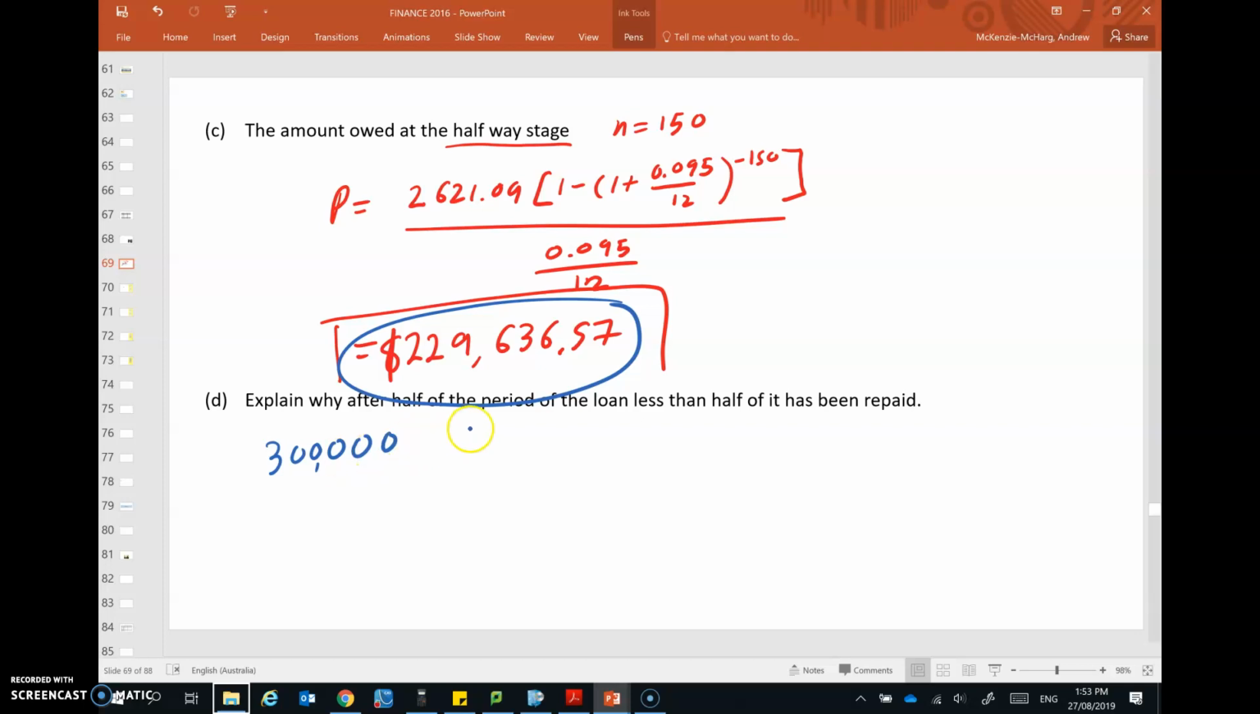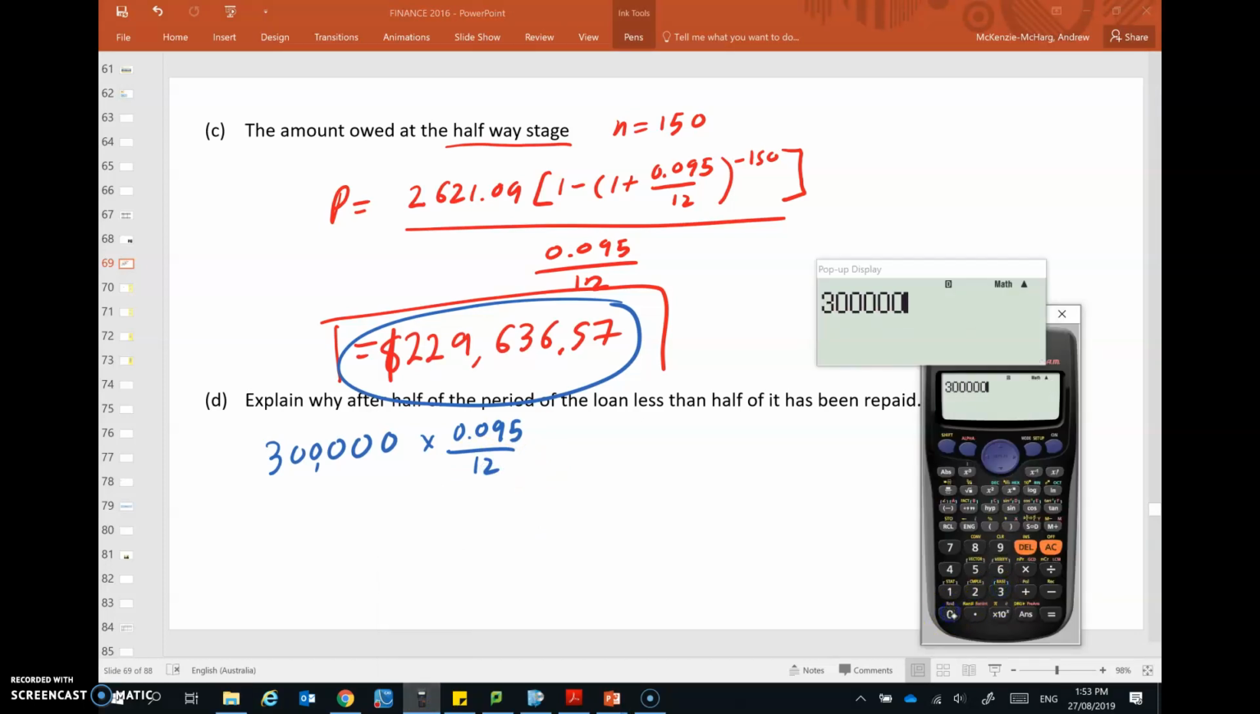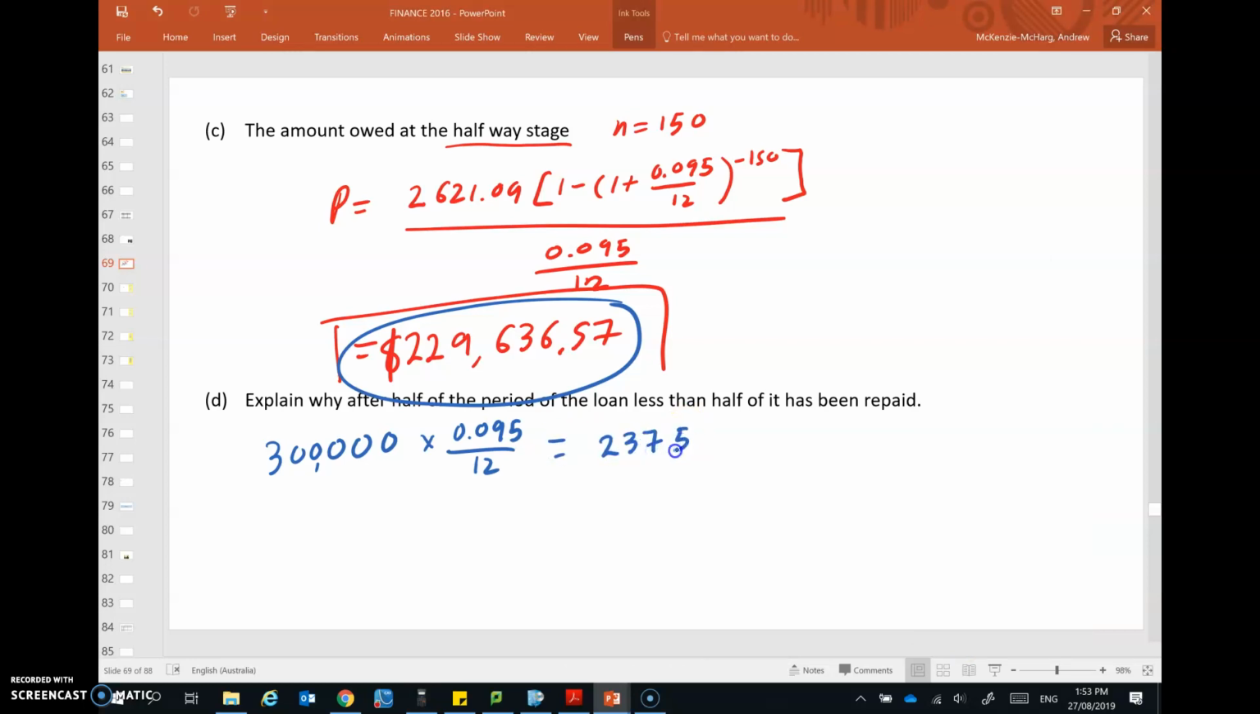If you look at the very first payment that would be made, for instance, they'd be taking that original amount owed, 300,000, and charging an interest rate for the month on this amount. So if we put into the calculator, the first month's amount of interest is 300,000 by 0.095 over 12. So 2375. And if you look at the amount that's paid each month, 2621.09, out of that, $2,375 worth is interest. So you're only paying less than $300 off the original amount owed.